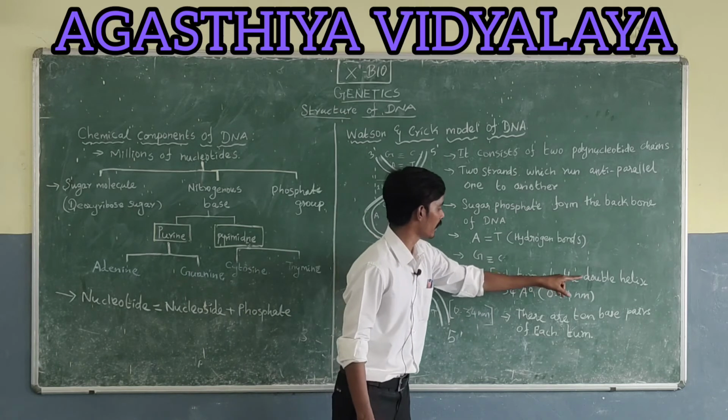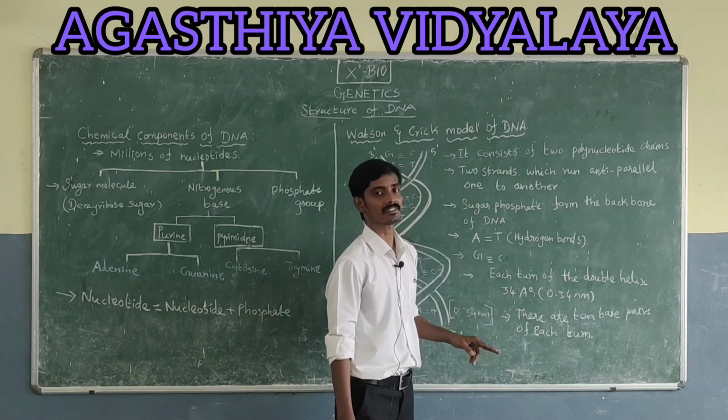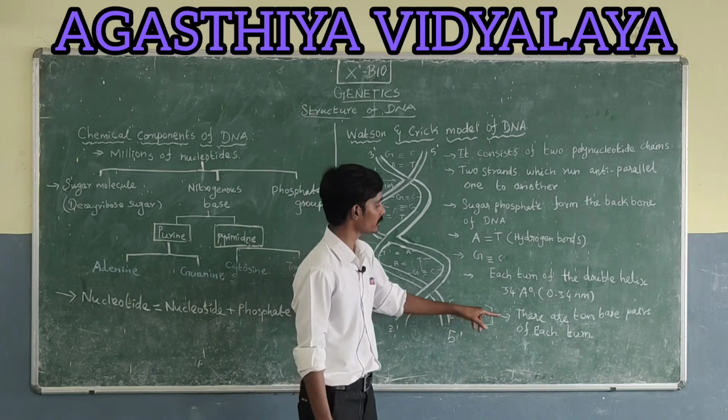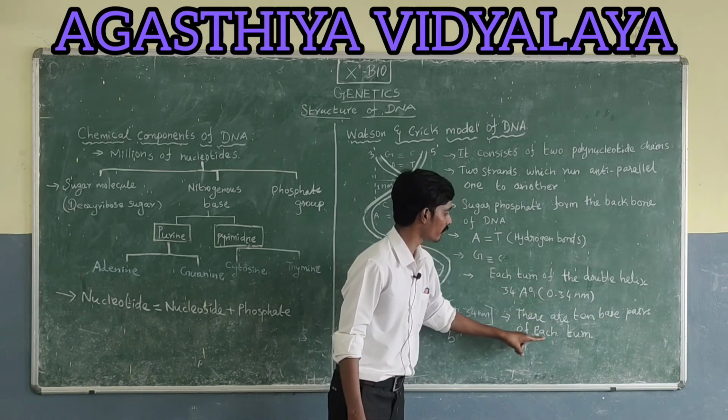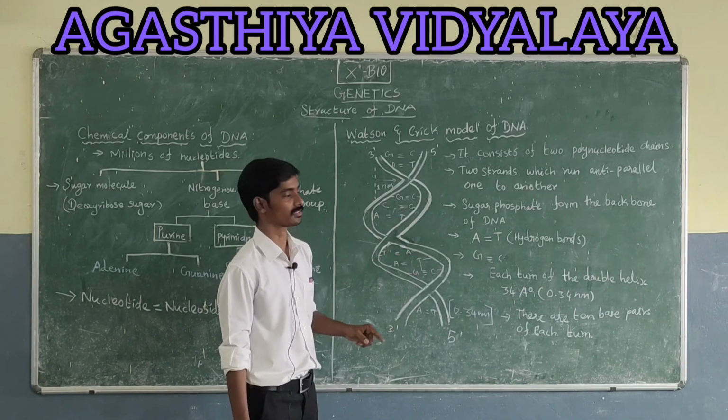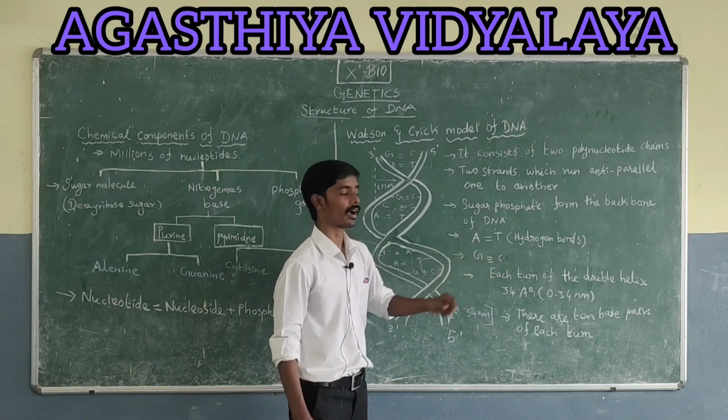Each turn of the double helix structure is 34 angstrom, that is 3.4 nanometer. And the final point is there are 10 base pairs in each turn. Each and every turn has 10 base pairs, made of adenine, guanine, thymine and cytosine.